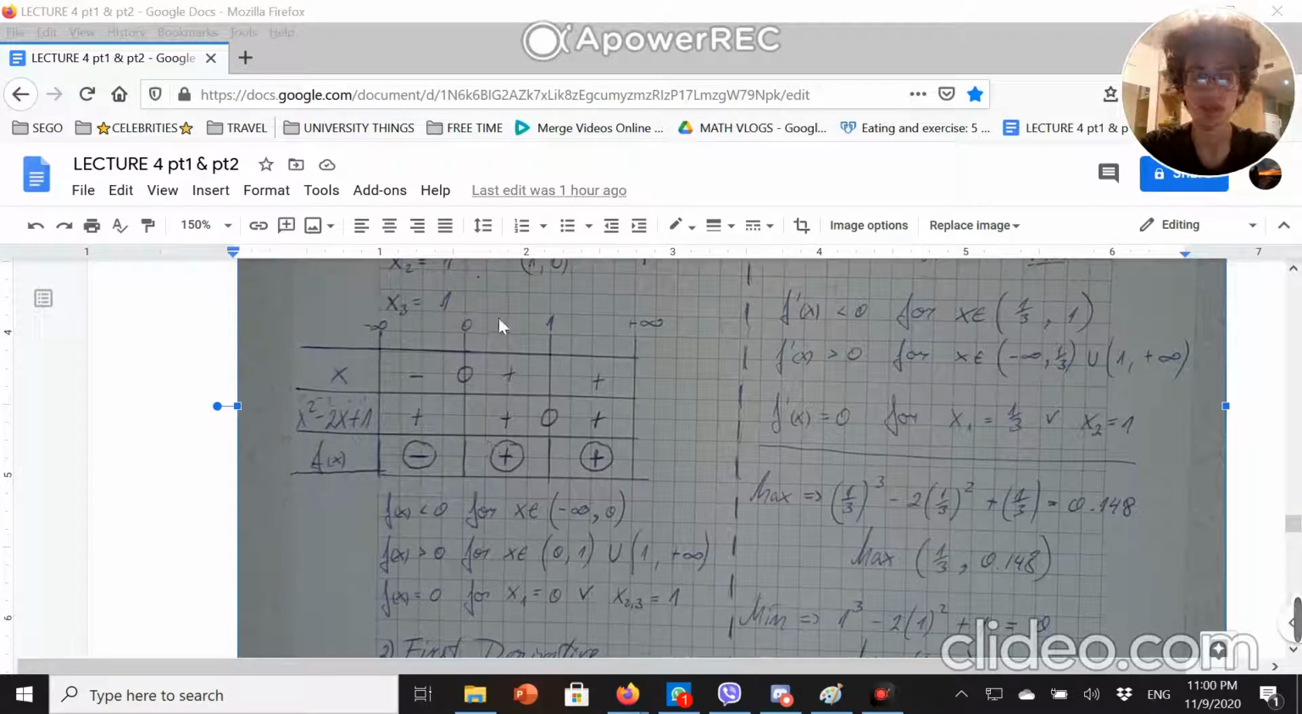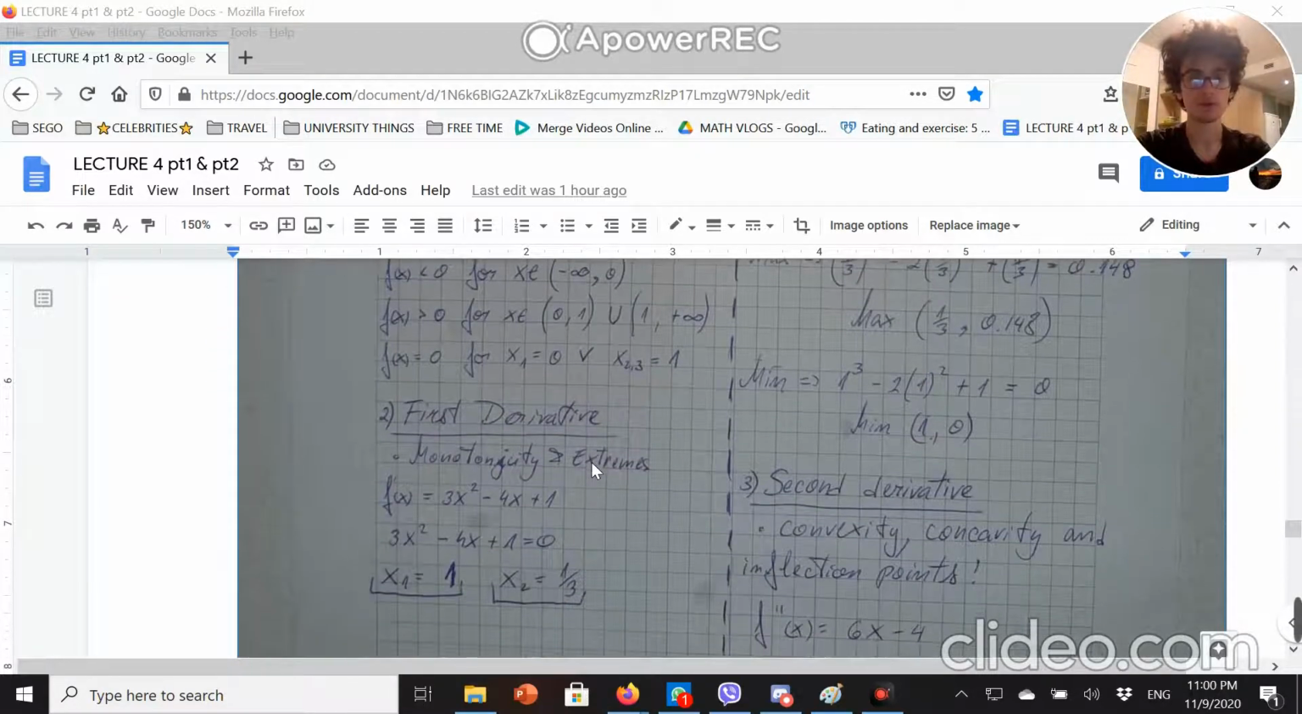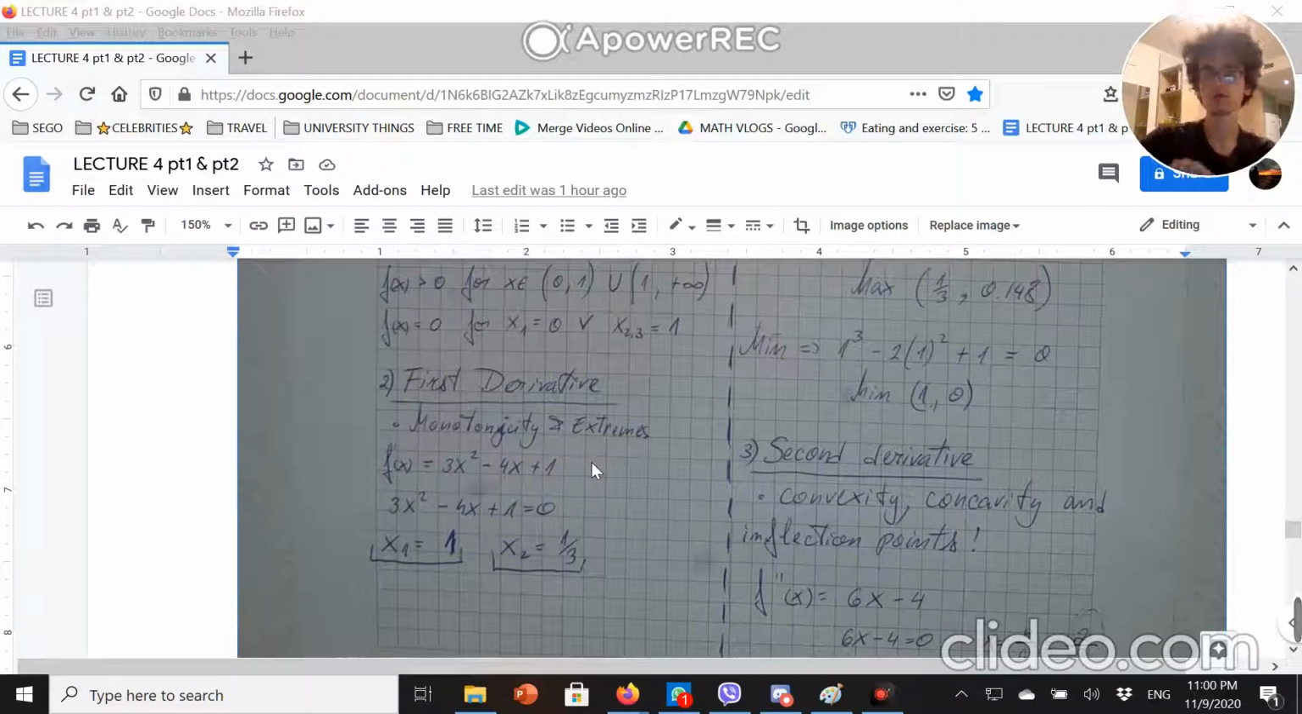But you see, when you have this table, actually, it's not really hard to write it either. You just look at the signs here. Okay, now we have our zeros, now we have our sign. Let's take a look at the first derivative. And the first derivative we use to find the monotonicity and extremes.